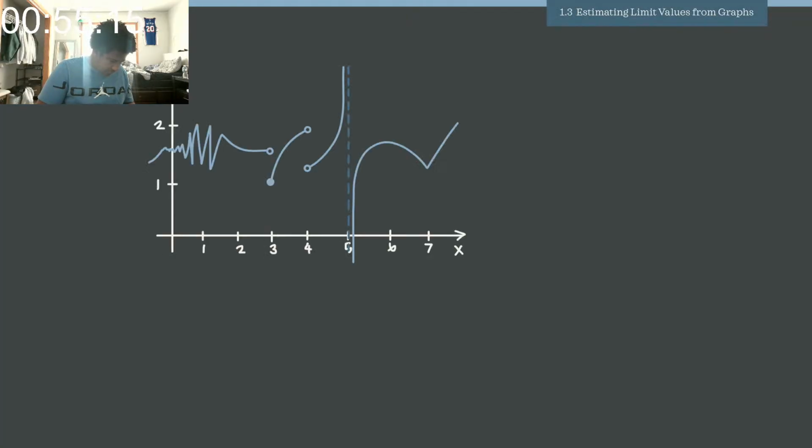Now we're going to start looking at other ways to estimate limits. In 1.3, we need to understand that we can estimate limits from graphs. In 1.4, we'll talk about estimating limits from tables. But for now, let's pretend that we have this graph. What we really want to remember here is that at every point along the graph, we can think about a left-hand limit, a right-hand limit, and a general limit. So there's 3 different pieces of the limit.